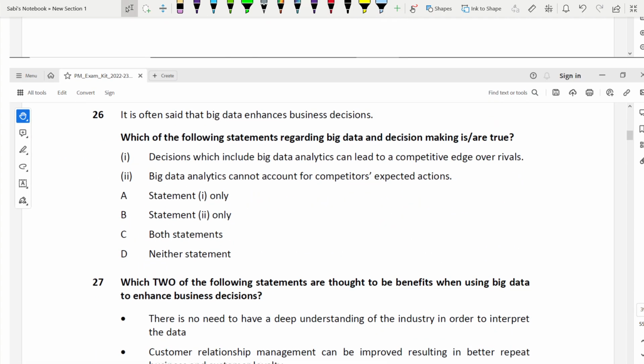26. It is often said that big data enhances big decisions. So which of the statements is true or are true? Decisions which involve big data analytics can lead to competitive advantage over rivals. Yes, we know it's true. Big data analytics cannot account for competitors' expected decisions. So only the first statement is correct. The second one is wrong. Big data analytics can account for competitors' expectations.